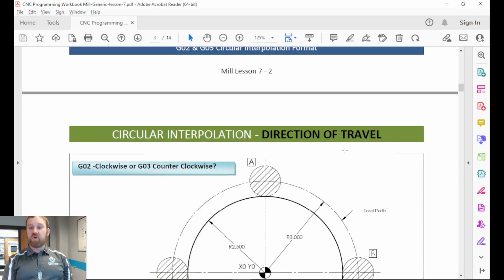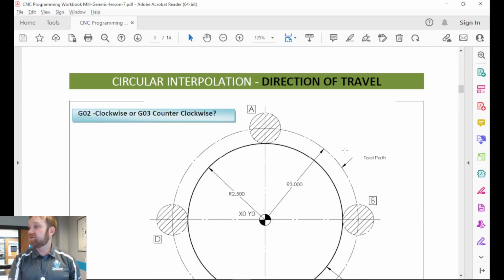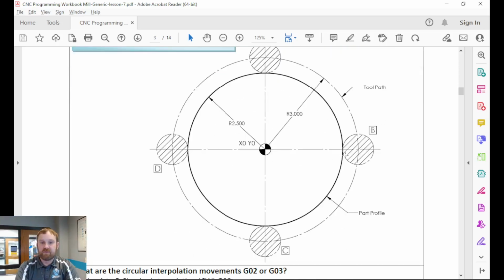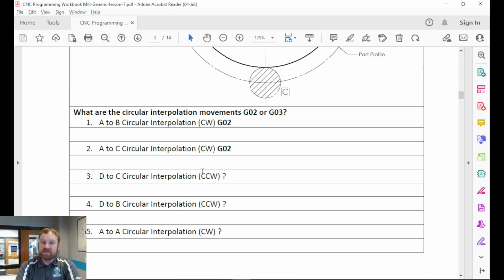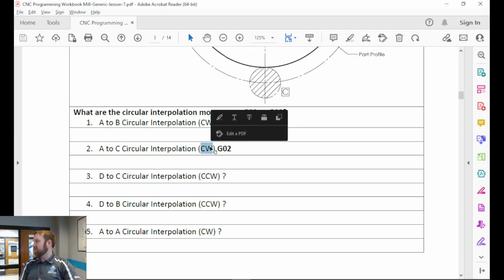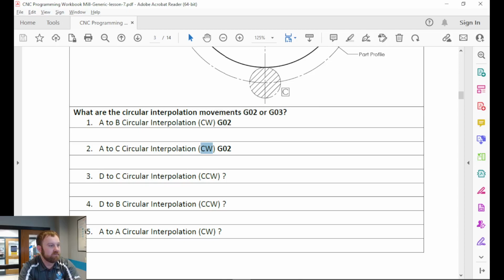So let's go to this page in your workbook. I'm going to give you 2 minutes because it shouldn't take you much time at all to fill these in on this page. All you got to do is tell it, is it a G2 or a G3? And that can be decided just by looking at whether or not it's clockwise or counterclockwise. Okay? G2s on clockwise arcs, G3s on counterclockwise. Those ought to be quick and easy.